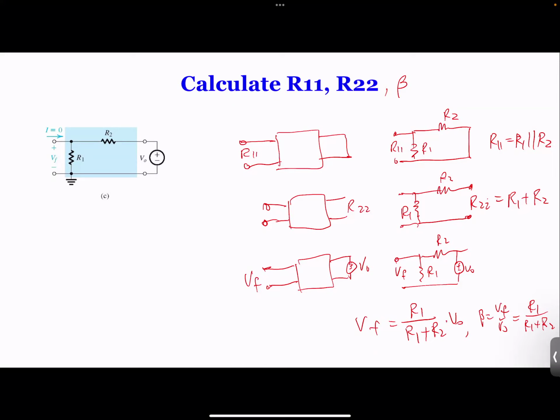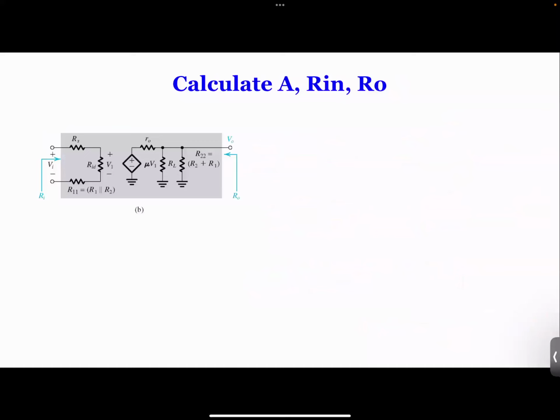Then we already got R11 and R22. So we got all three parameters. It's very simple, and a lot of feedback circuits are like this. Unfortunately, it's a very difficult, complicated process in general, but fortunately you do have a lot of circuits that just look like this. So it's very simple to get R11, R22, and beta. So now we need to calculate.